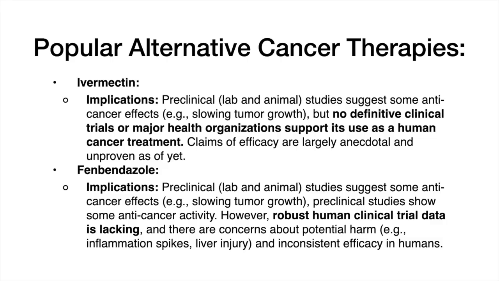Ivermectin. Ivermectin for cancer treatment is pretty much in preclinical, which means everybody out there is trying it and trying to figure out whether it works. The way it typically works is it slows down fast-moving cells, so it's kind of a brake process. There are no definitive clinical trials or major health organizations out there supporting it as a cancer treatment. Everything out there is kind of anecdotal, people saying yes, it worked.